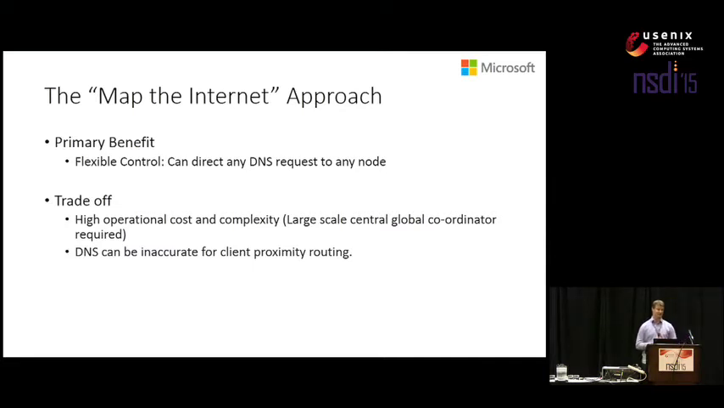There is a trade-off though, and that is there is a high operational cost and complexity of building that system, which actually collects all the information, processes it, and figures it out. Also, DNS routing, you're getting the DNS request to direct users to the location of your choosing. That can be inaccurate at times, and sometimes you're sending users to not the place you'd actually really like them to go to.